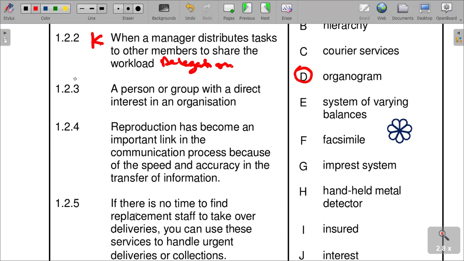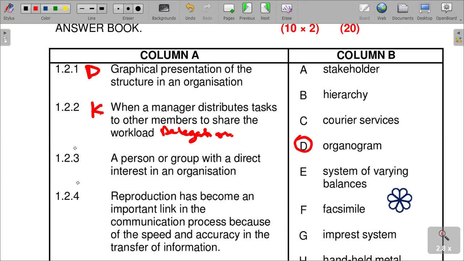A person or a group with a direct interest in an organization. Remember, this has to do with the stakeholders. Number 3, which is A, is stakeholders. Stakeholders have got an interest. A person or group with a direct interest in an organization is called stakeholders.